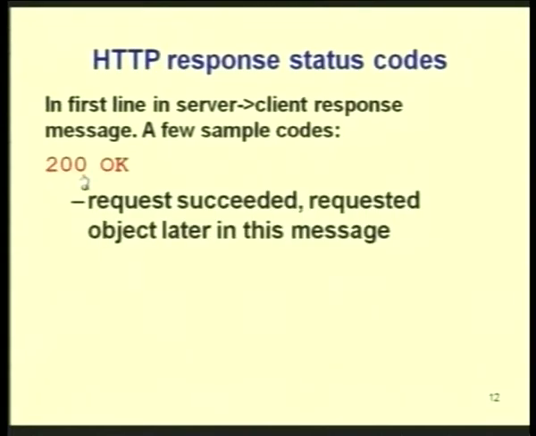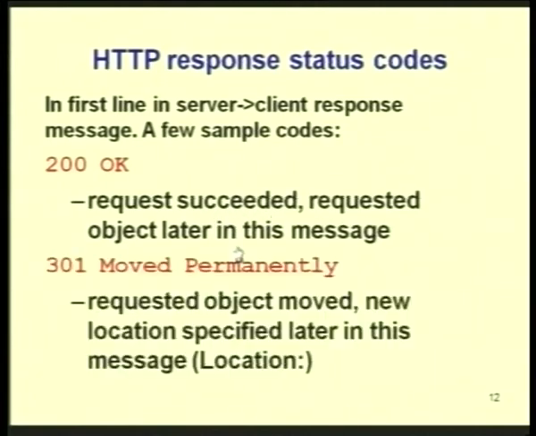You have 200 OK, which indicates the request succeeded and the requested object is present later in this message. Another one that we also find is 301 Moved Permanently. Often you will get a message which says moved permanently. This basically says that the requested object moved and the new location is specified later in this message. Normally it will be specified using a header which starts with Location followed by a colon, and then the location would be specified over here. This is another message that is possible.